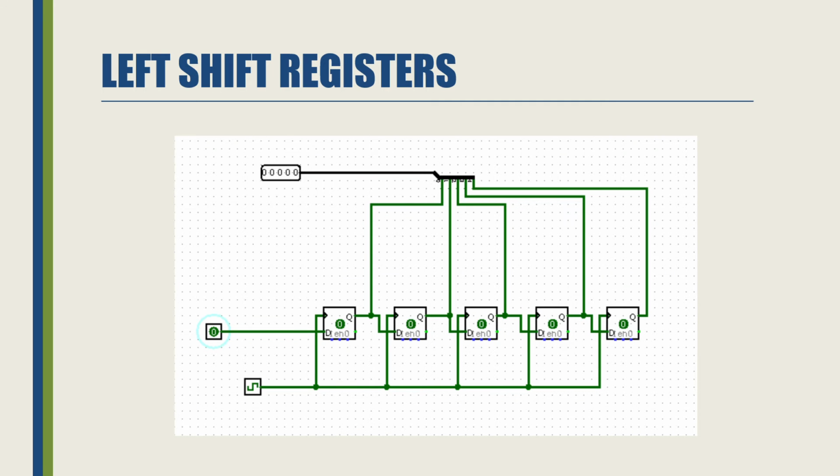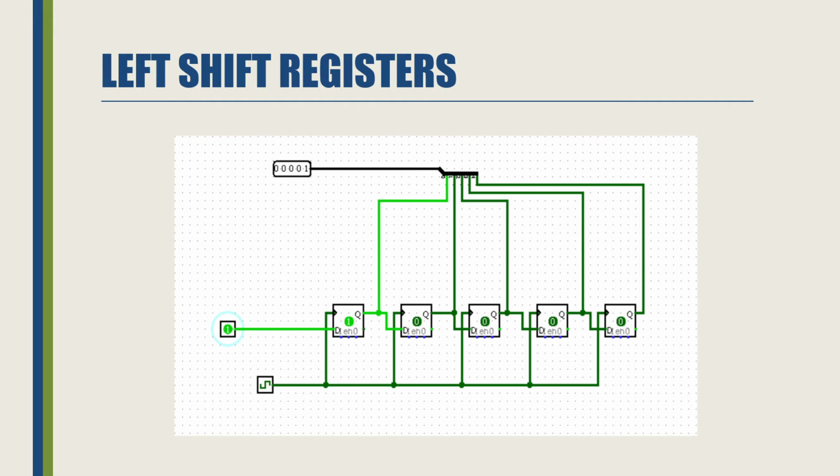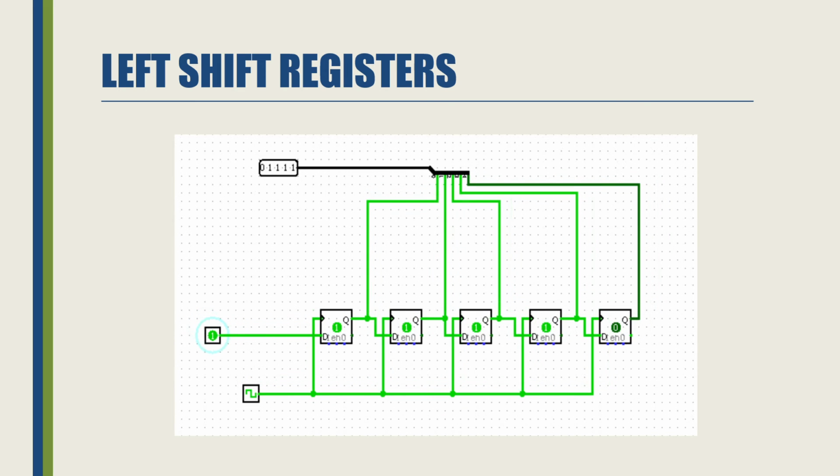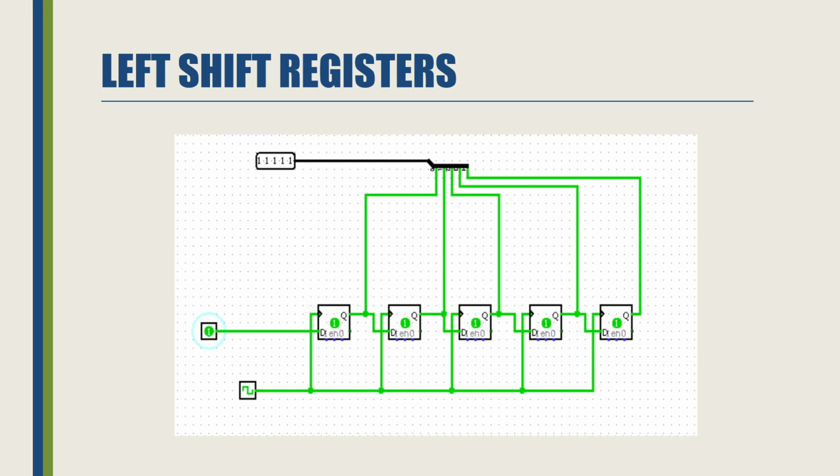Here you can see this is a left shift register, again with 5 flip-flops, and you have the 5-bit output, all zeros. As I start this, you can see that the 1 has been shifted from the right to the left side. As you move on and on, the 1 keeps being shifted to the left side till the last bit. As you can see, the all zeros were then converted to all ones by shifting the 1 to the left side.